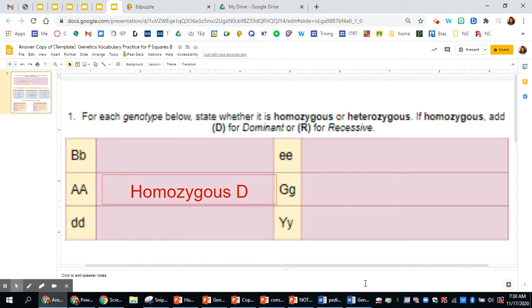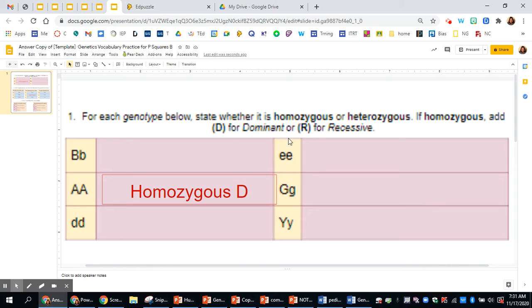We're going to review some of the basic vocabulary as well as the problems that you were asked to do in order to prepare for your test. So the first thing in the review you were asked to do was to identify each of these genotypes, the letters, as either homozygous or heterozygous. Remember, homozygous means they're the same, so either two big or two little. Heterozygous means they're different. So that's the first thing you needed to do.